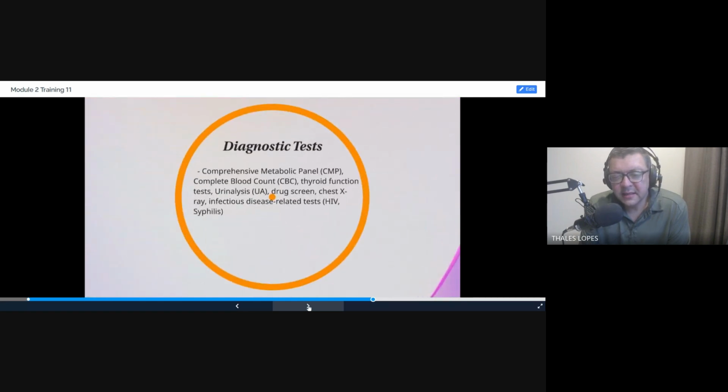For diagnostic tests, what do we want? We want a CMP, a complete blood count, a thyroid function test, and a UA. Obviously we want a drug screen just to make sure, a chest x-ray, and often infectious disease related tests such as HIV, because HIV patients with a low CD4 value can be confused as well.